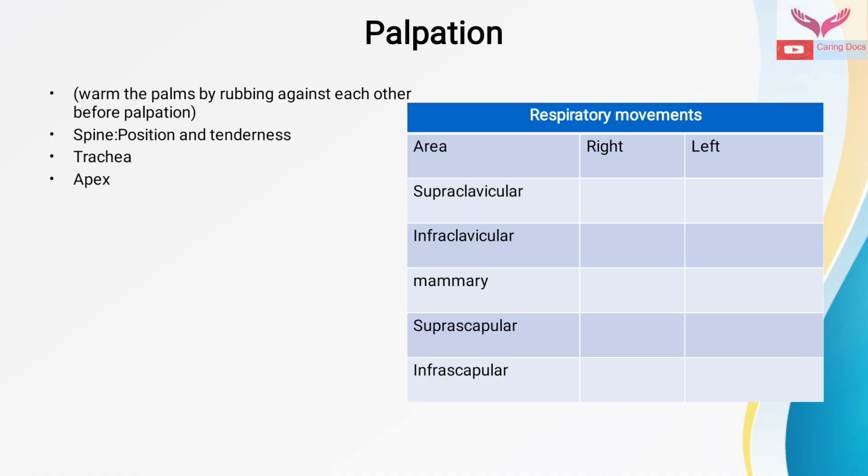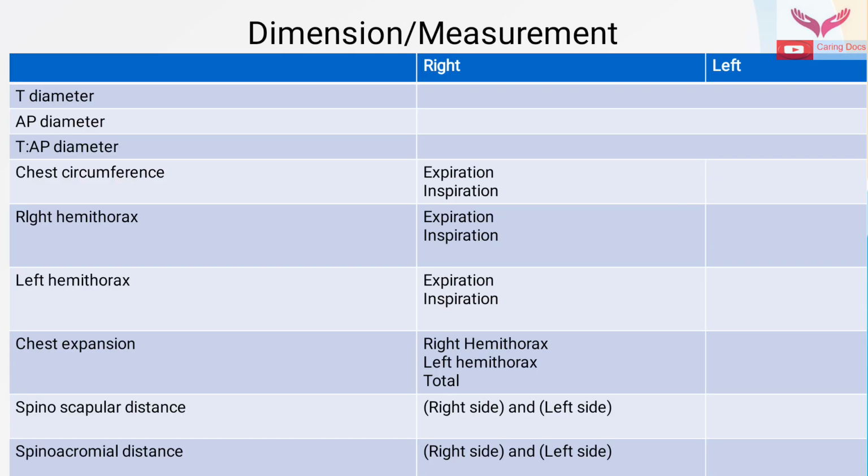We have to check areas like supraclavicular, infraclavicular, mammary area, suprascapular area, and infrascapular area on both right and left sides. Similarly, we have to measure the transverse diameter of the chest and the anteroposterior diameter. We have to take the transverse to anteroposterior diameter ratio. We have to check the chest circumference in both expiration and inspiration, for the right hemithorax and left hemithorax. We have to see the chest expansion.